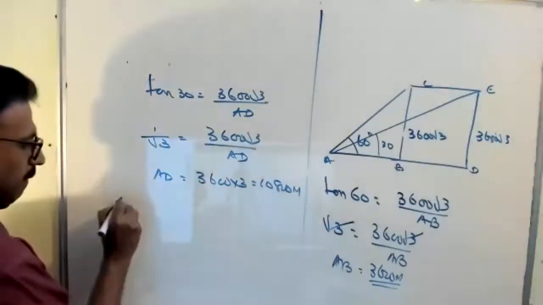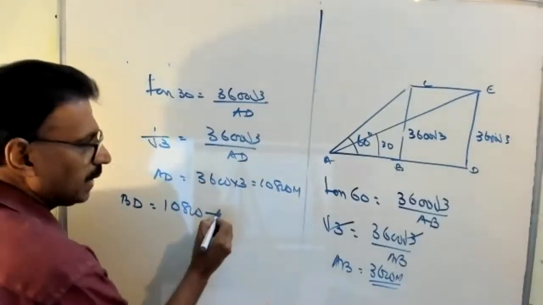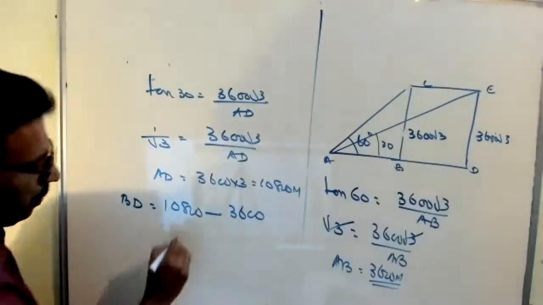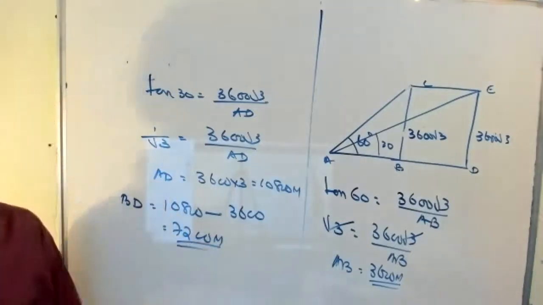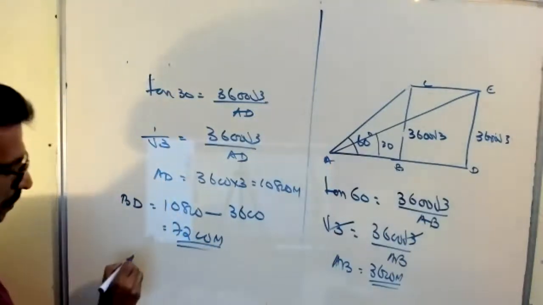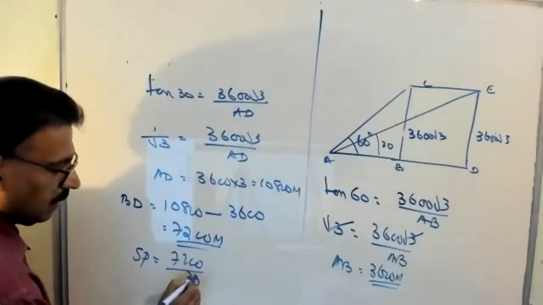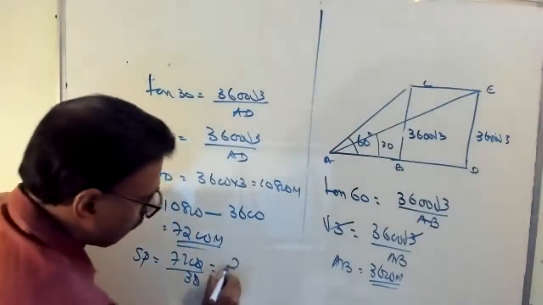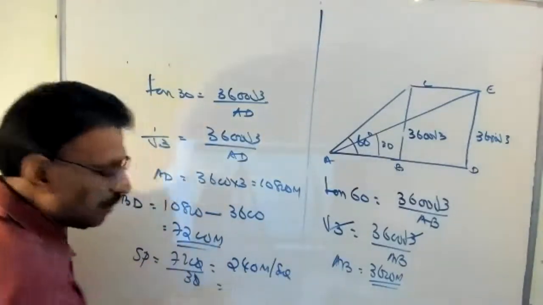Therefore, BD equal to 10,800 minus 3,600. How much? 7,200 meter. Okay, we got the distance. Therefore, speed is 7,200 divided by 30. Cancel. That is how much? 240 meter per second.